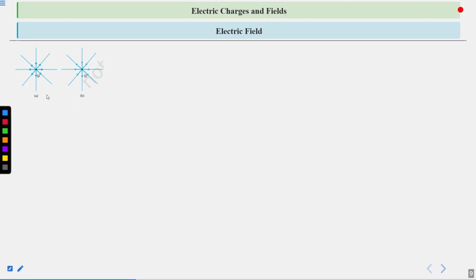So there are two images, A and B. Figure A shows the electric field due to a charge q, that is a positive charge, and figure B due to a charge minus q. Look at here, for the positive charge the field is radially outward, and for the negative it is radially inward. This point is important, so remember this.